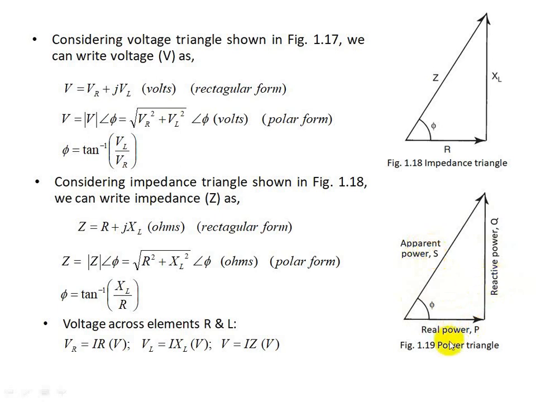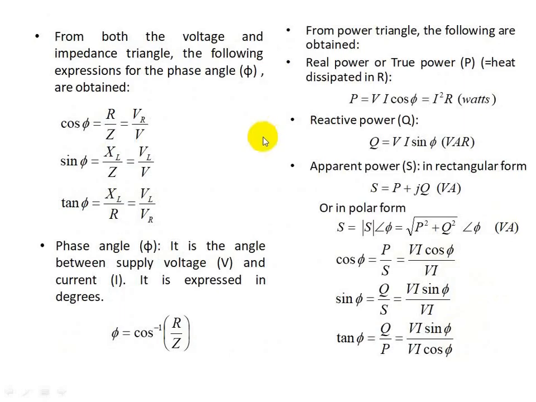So we can write the equation in rectangular form as S is equal to P plus jQ. So from the voltage and impedance triangle, we can write cos phi is equal to R by Z. This is from the impedance triangle. So cos phi is adjacent side by hypotenuse. Adjacent side is resistance, hypotenuse is Z. From the voltage triangle, we can write cos phi as VR by V.